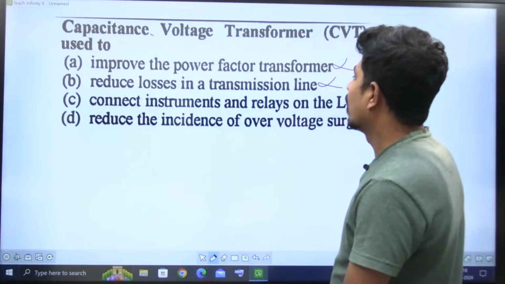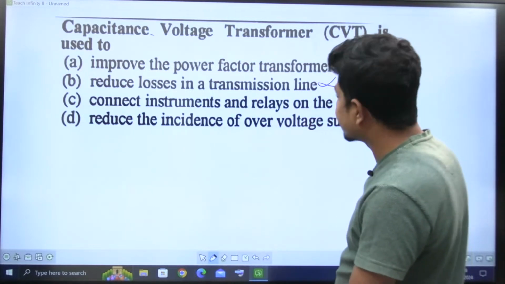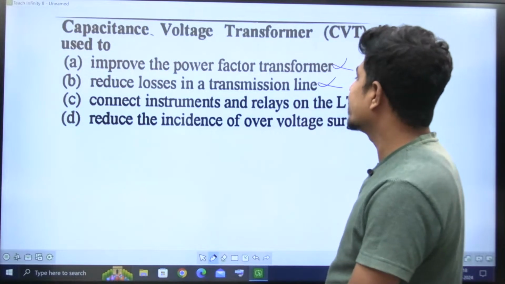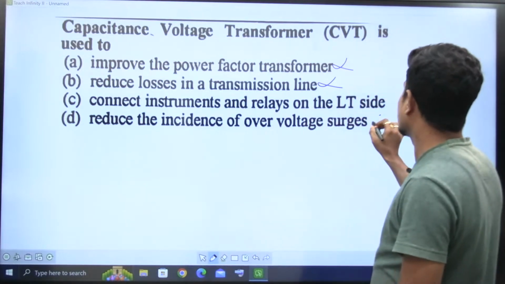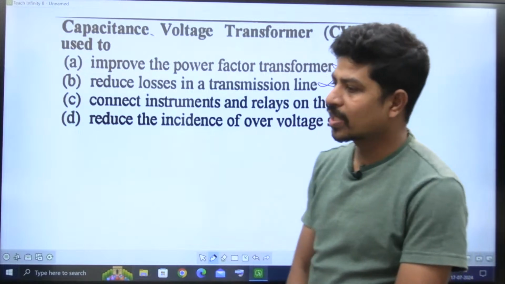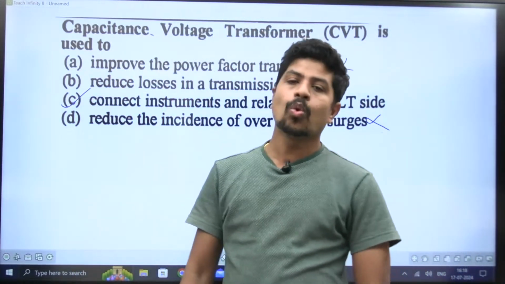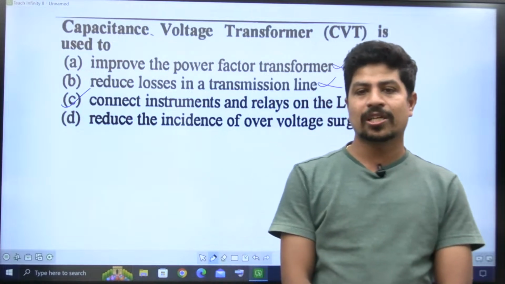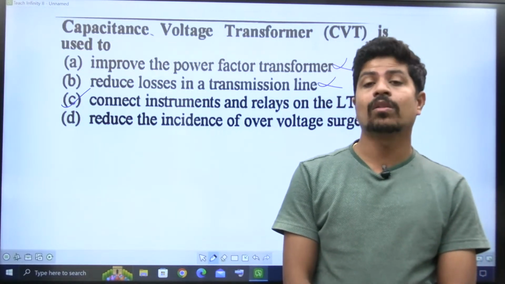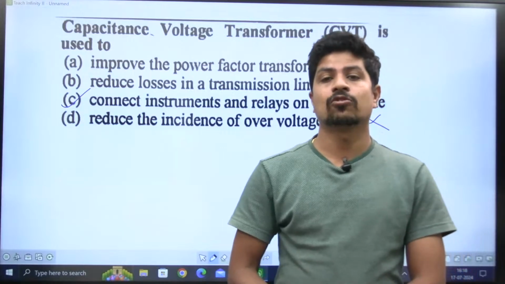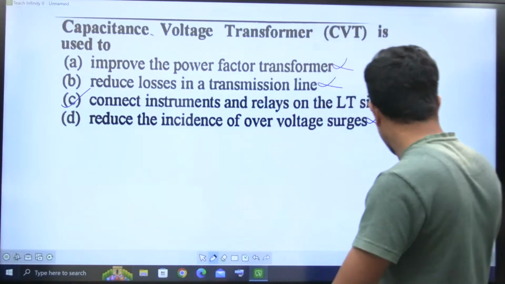Then connect instruments and relays on the LT side, keep it aside. Last option is reduce the incidence of overvoltage surges. See, this is also not correct. That is also not correct. The option is B. Please do remember, capacitive voltage transformer or capacitance voltage transformer is used for the connection of relays on the low voltage side of the transformer. Low voltage side. Okay. Next question, please.